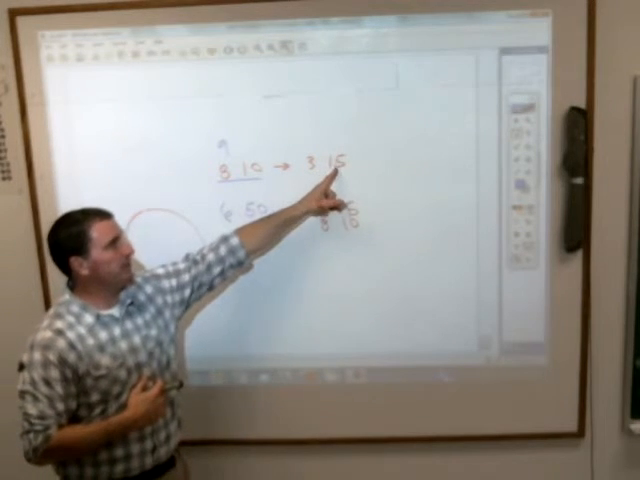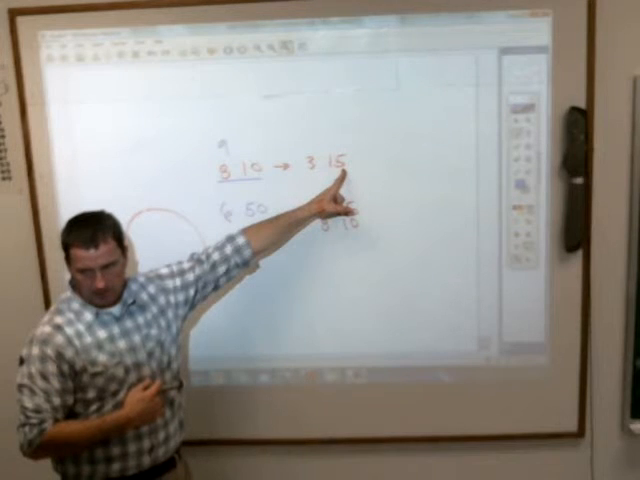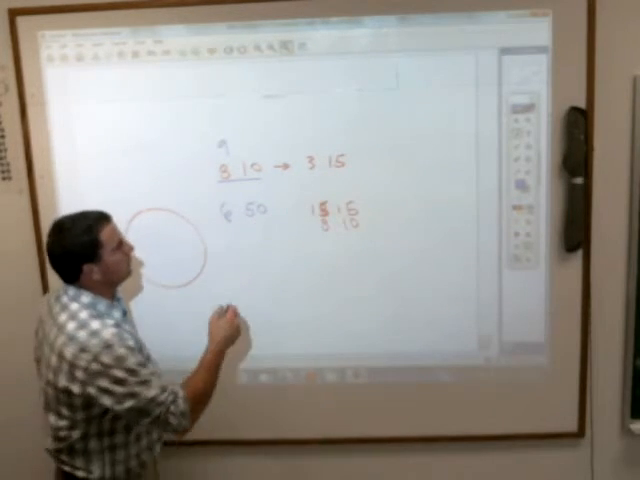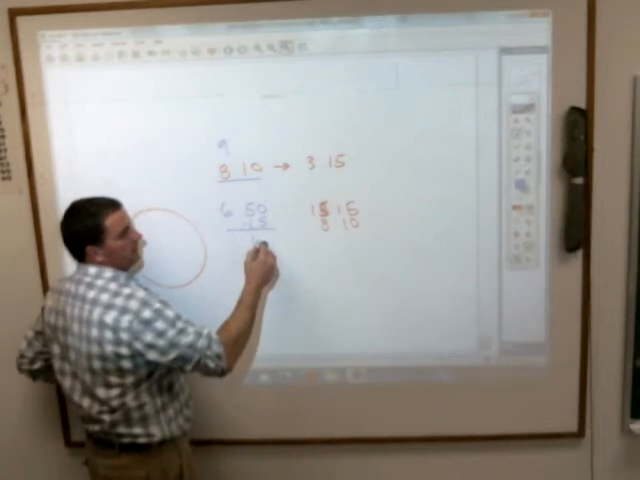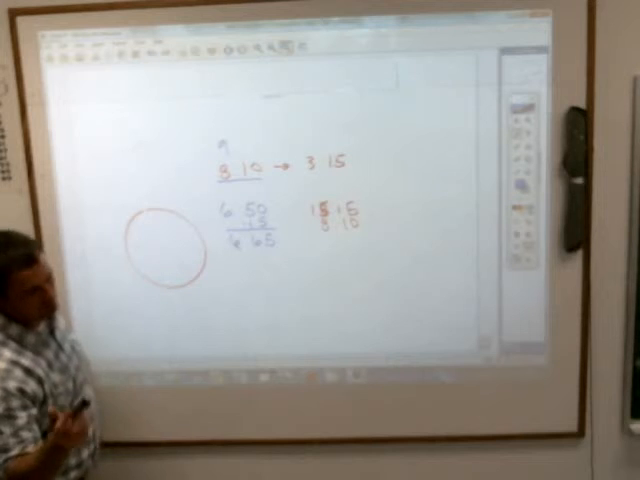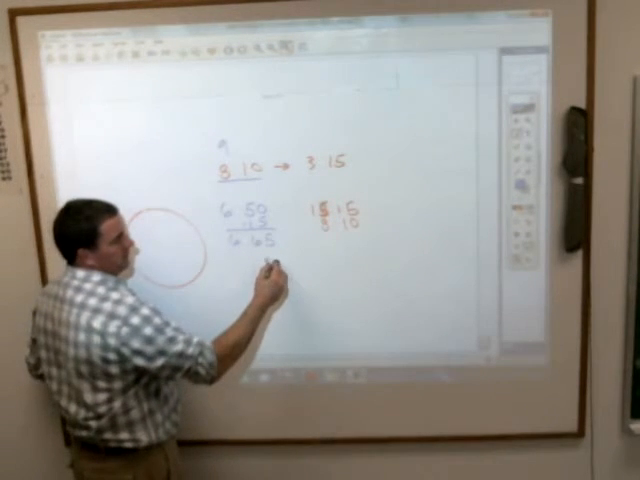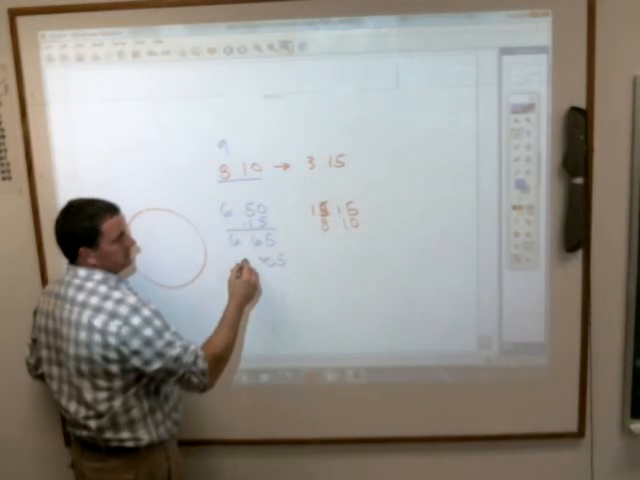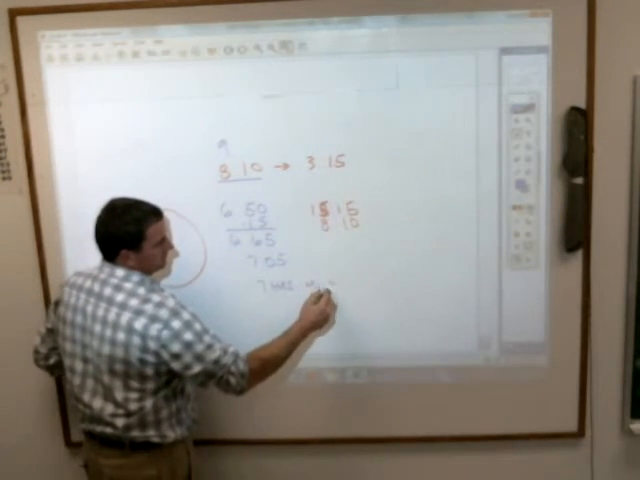But I want to go all the way past that to 3:15, which would mean I'd have to add what? How much farther do I have to go? Another 15 minutes. And there again, it gets a little strange because now I'm going to have 6 hours, 65 minutes. But you never say 65 minutes. You have to take an hour away from that. You're left with 5 minutes. So it would be 7 hours, 5 minutes.